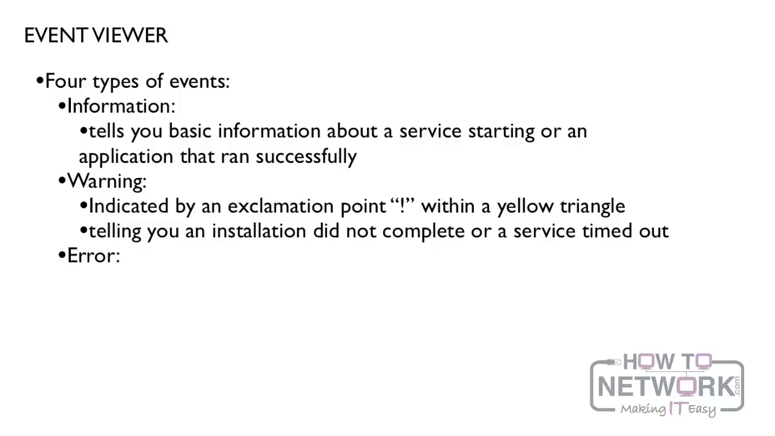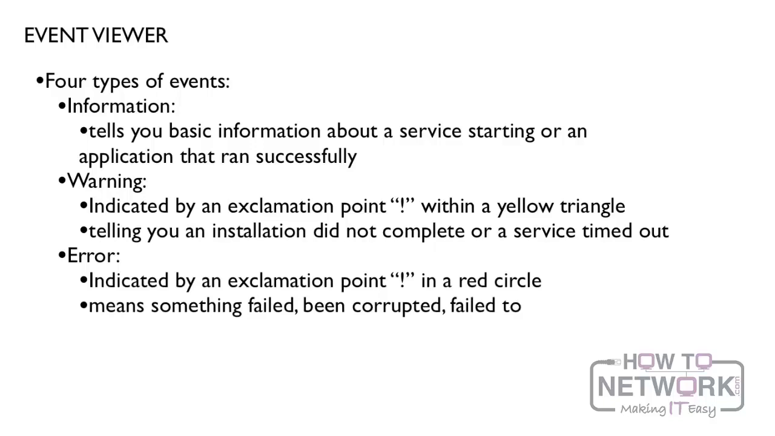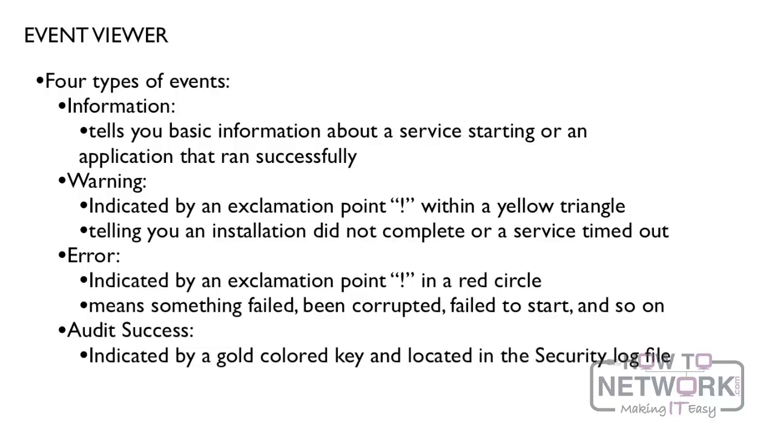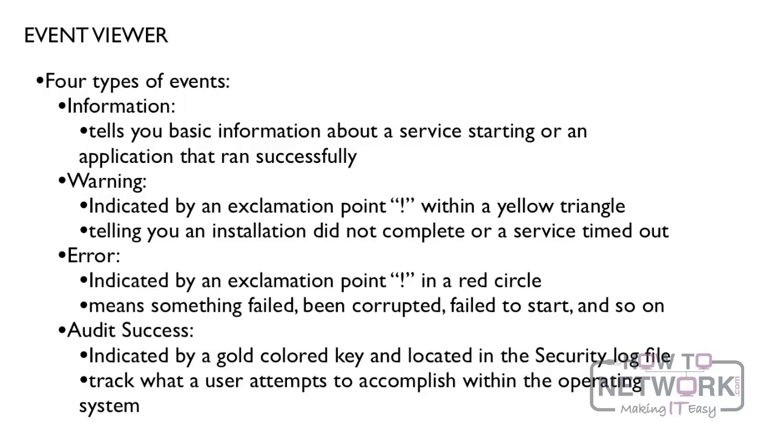Now, an error is literally something that is broken. This is indicated by a red exclamation point in a circle, and it means something failed or was corrupted or failed to start, etc. So this is talking about major issues as opposed to warnings, which let you know about something that might not be working properly, but which isn't causing any crashes yet. Audit successes are only in the Security log, and they're indicated by a gold-colored key. They track when a user attempts to log into the operating system, let's say, or when they log out. It audits them. So if you run a server, you're going to want to take a look at the security log in the Event Viewer quite often to see when people are logging off and logging on, especially if you're investigating a user who did something or a virus that infected the system.